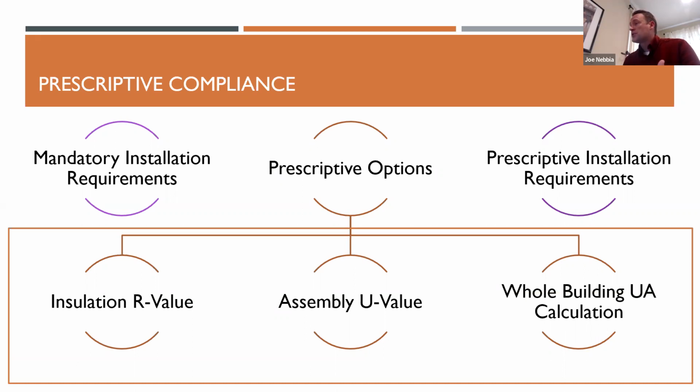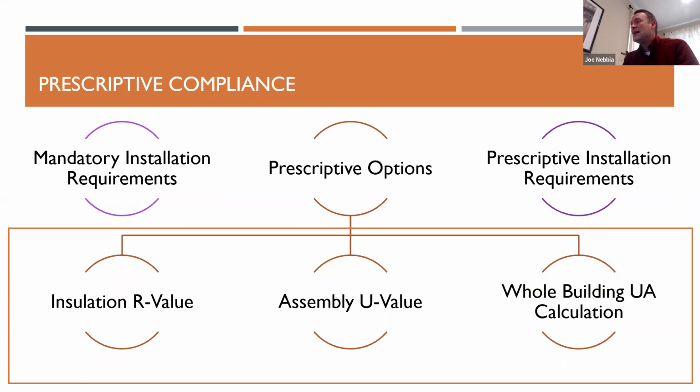So within the prescriptive path, there are 3 different compliance options. We can do insulation R value, and again, that's labeled R value. Also, we could do assembly U value. Again, that's a whole wall or a whole attic, including framing and air films and paints and all that sort of stuff. And then finally, there's the whole building UA.